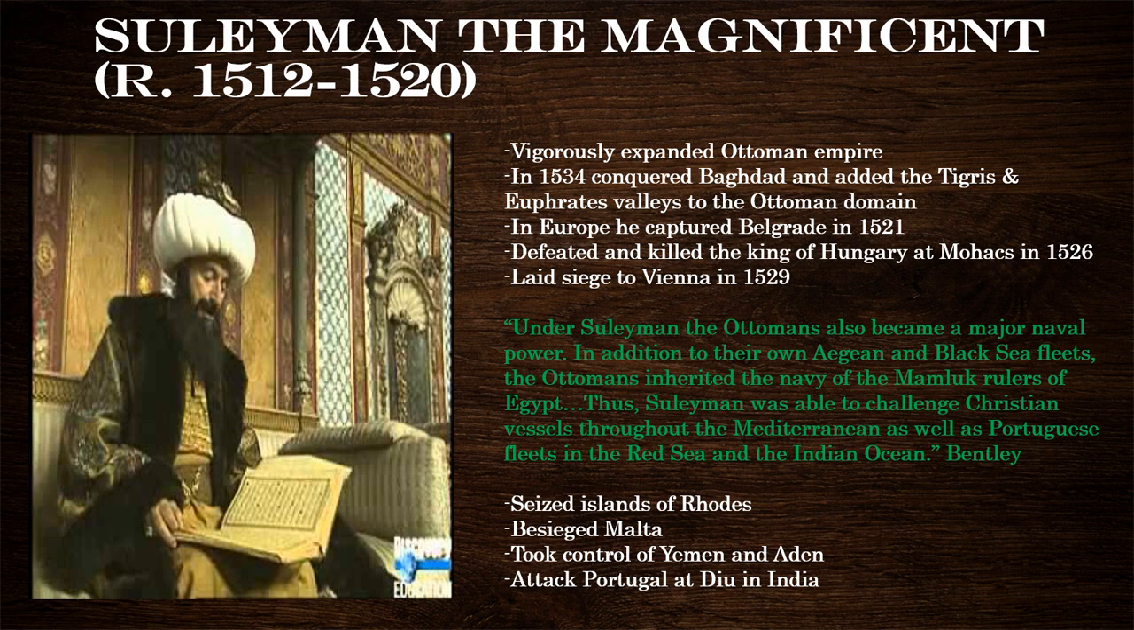He defeated and killed the king of Hungary at Mohacs in 1526, and laid siege to Vienna in 1529. The latter event terrified Europeans, not just in Vienna. Vienna is the capital of Austria, and the capital of the Austrian Habsburg Empire, the Habsburgs being maybe the most famous and powerful family in all of Europe. And for the Ottomans, they didn't take Vienna. They came close to it.